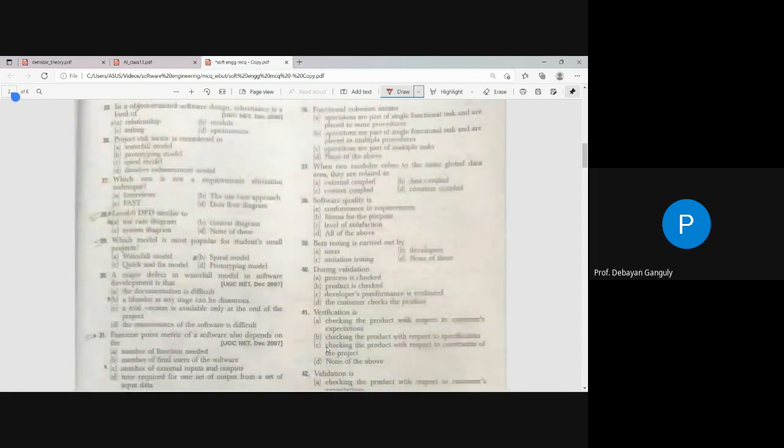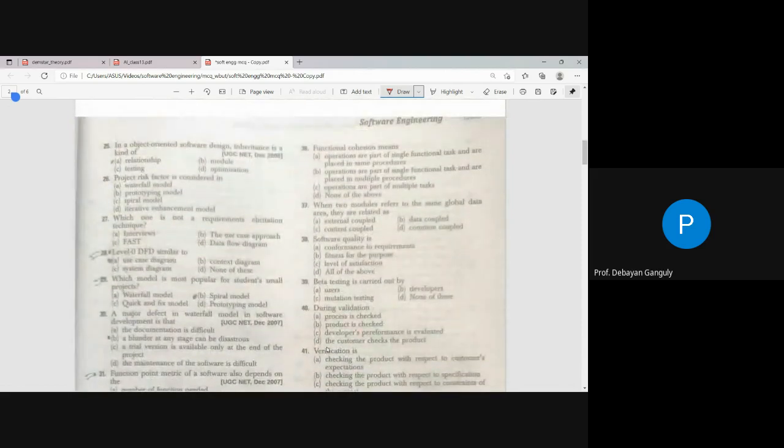Question number 25, in object oriented software design, inheritance is a kind of relationship. 26, project risk factor is considered in, of course, risk factor. This risk factor is considered in the spiral model. That is one of the main important components of the spiral model.